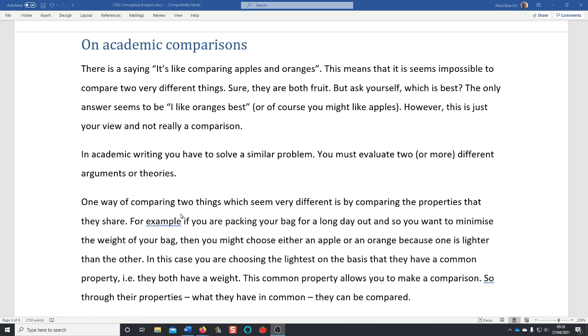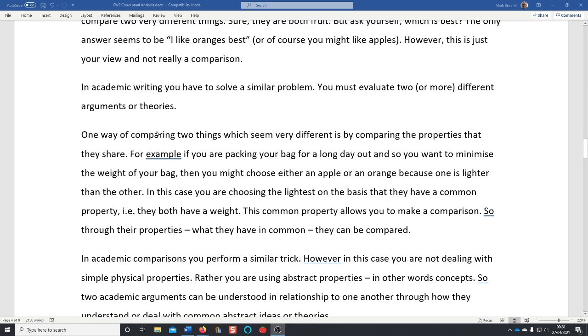Right? So you could say subjectively, I like oranges best, or I like apples best. But that's just your viewpoint. It's not a comparison. And when we're doing academic writing, we've got to solve a similar problem to evaluate two or more different arguments or theories or approaches.